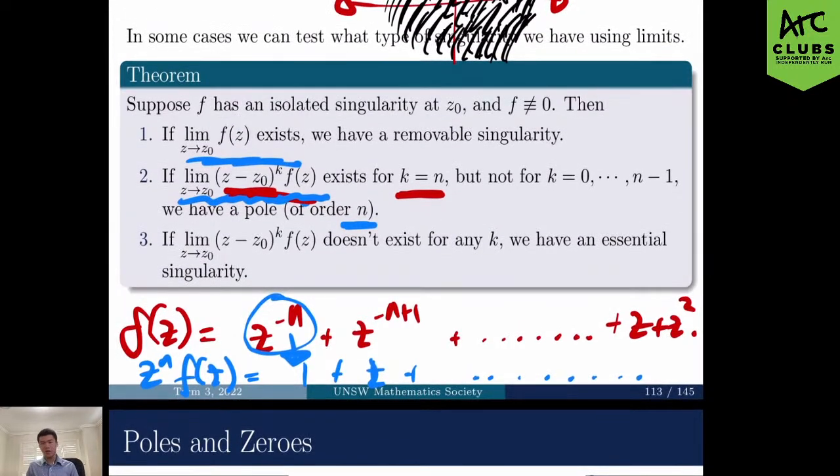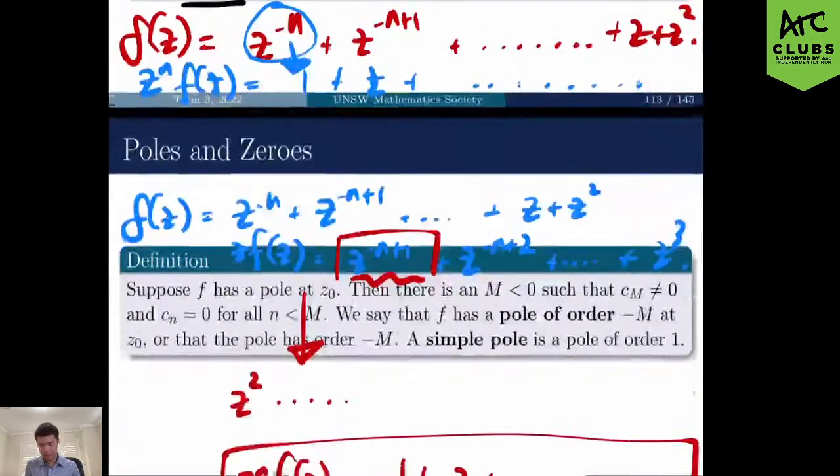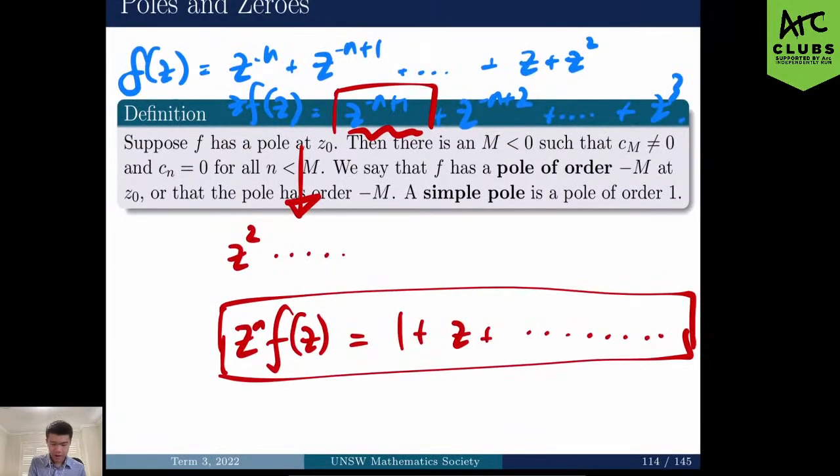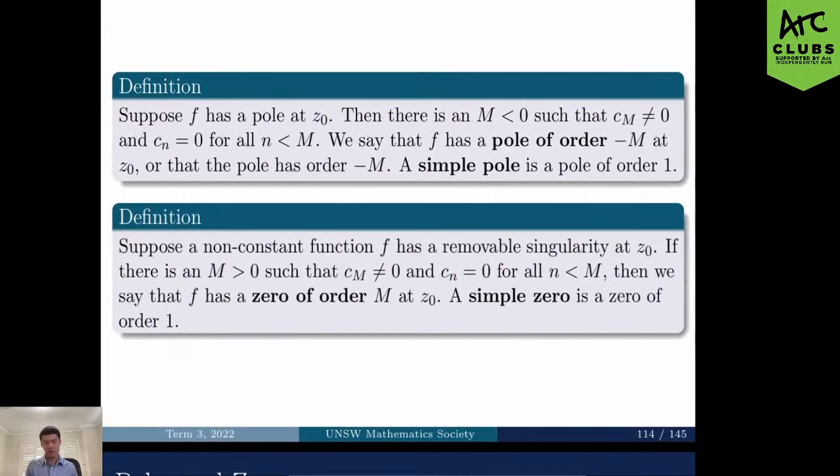Lastly, if you keep on doing it and you keep on trying to multiply it through by power terms, but it never actually exists as a limit, then you've got what's called an essential singularity. This is just a formal definition of what we just talked about.